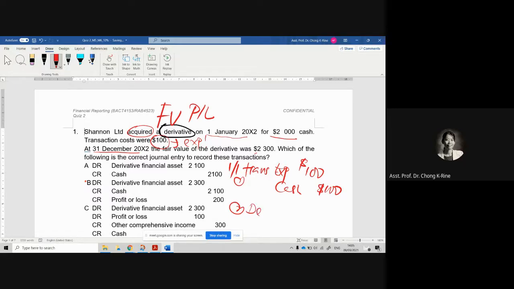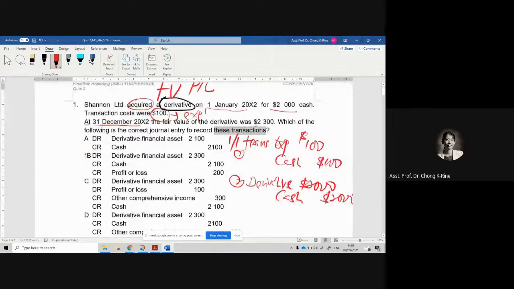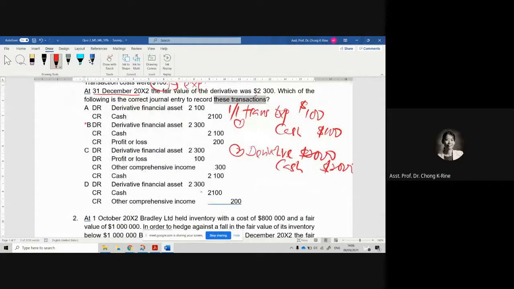For your normal question, if it is not a very difficult question, normally you don't have a minimal amount. Normally it's 0. So we will debit derivative $2,000 and then credit cash $2,000. All right, so this is at inception. However, the question said, what is the correct journal entry to record these transactions, meaning everything throughout the year. So we will proceed with the subsequent measurement at the end of the first year. The fair value increases from 2,000 to 2,300. Therefore, we will debit our derivative.